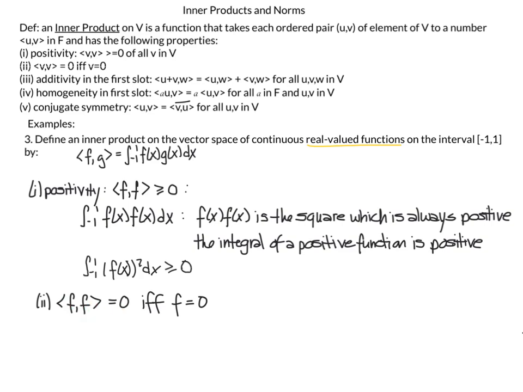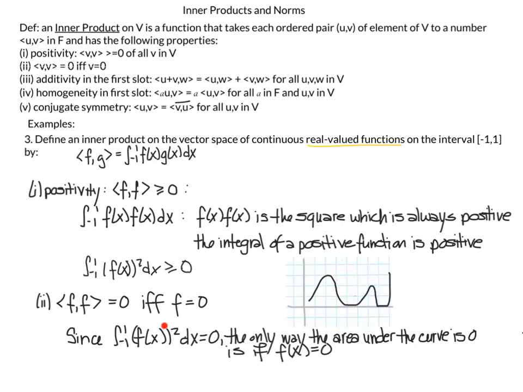We can continue with our second property, where we want to show the inner product of f with itself is equal to 0 if and only if the function f is equal to 0. If we think of this integral as the area under the curve, and we know f of x squared is always positive, there's no way that any positive integral can be canceled out by a negative integral to get 0. That must mean the only way the area under the curve is 0 is if f of x itself is equal to 0. So that's our second property.